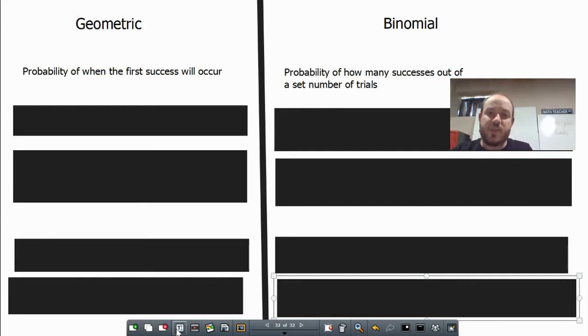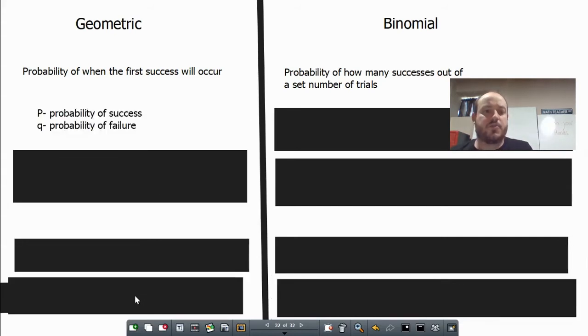All right. Second thing for us to look at, what are the key variables? What are the key players in this question? So for geometric, we only have the probability of success and the probability of failure. All right. So P is our probability of success, Q is our probability of failure. It's usually very easily defined in the question. I know some of your guys' work had it be a little bit more difficult where it made you do a multiplication rule to find the probability of success or something like that.